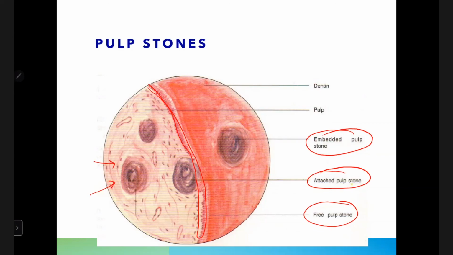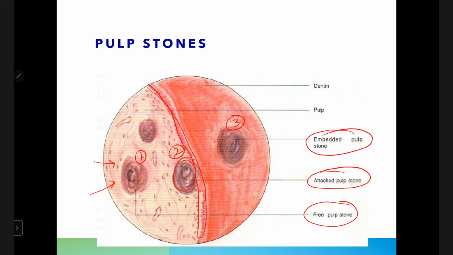What about attached pulp stones? Here you can see the pulp stones that are attached to the dentine are called attached pulp stones. Now, what is an embedded pulp stone? The pulp stones that are completely surrounded by the dentine. So the pulp stone present in the pulp is a free pulp stone, the pulp stone attached to dentine is an attached pulp stone, and the third one is the embedded pulp stone, which is completely embedded or surrounded by the dentine.